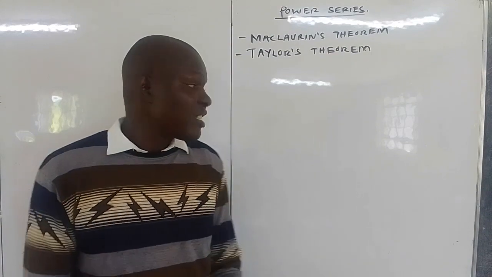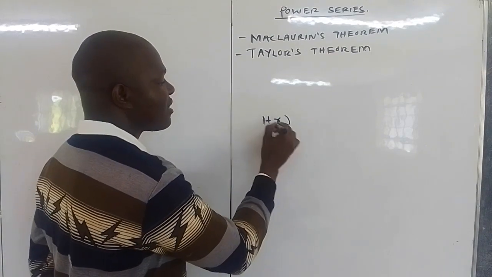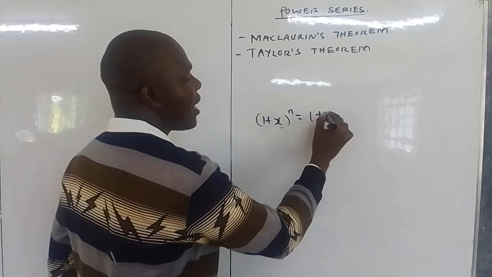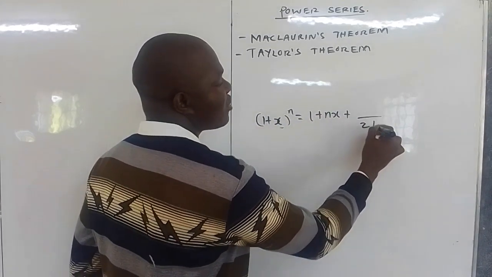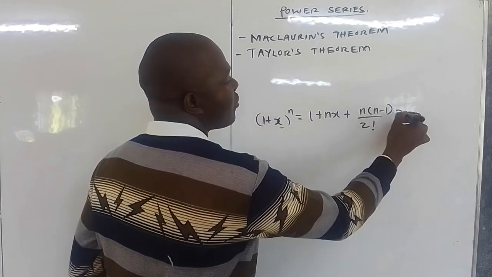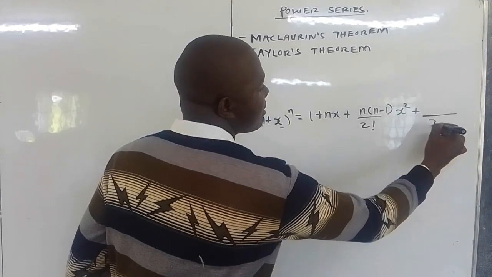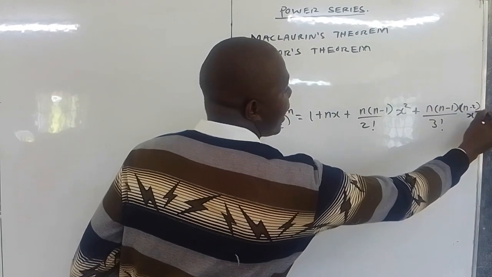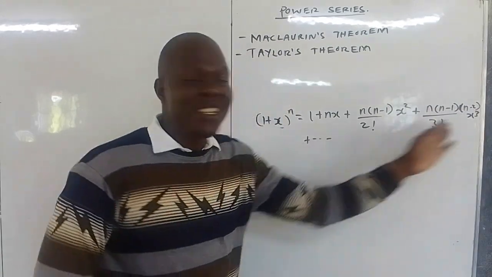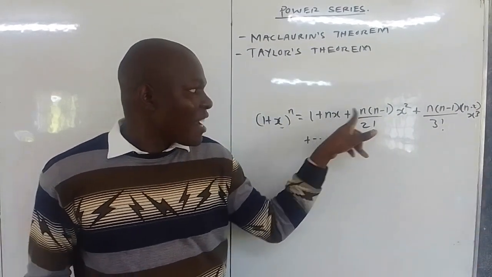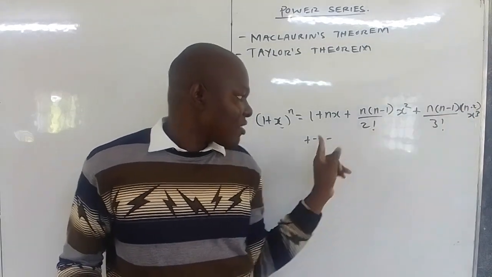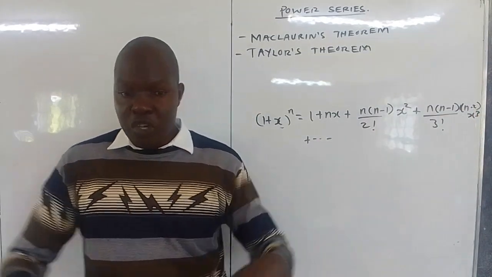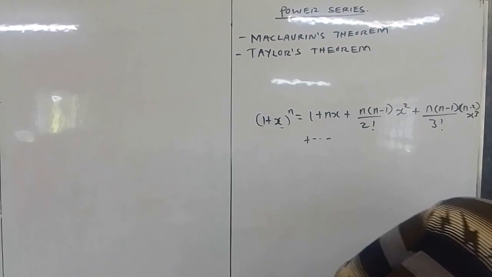If you have a binomial series like (1 + x)^n, this is 1 + nx + n(n - 1)x²/2! + n(n - 1)(n - 2)x³/3! in that order. That is a binomial series. You can see the variable is x, is in terms of powers. Are you seeing that? So it is a power series.